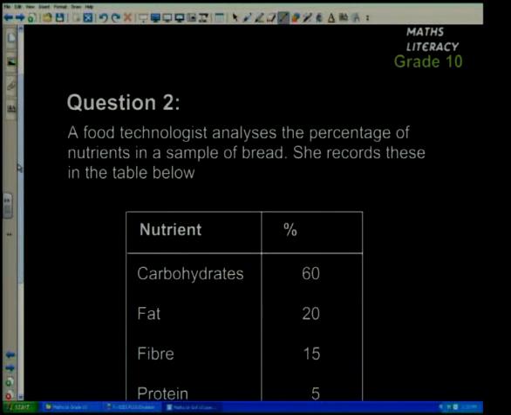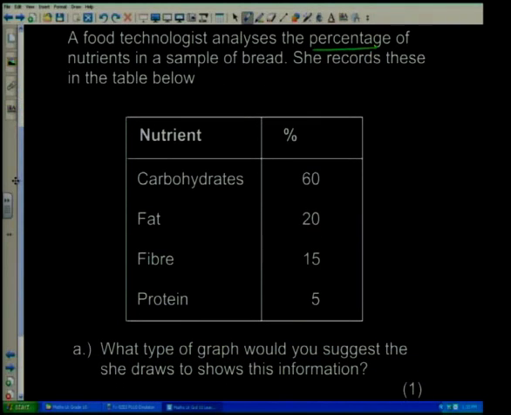Next question says, a food technologist analyzes the percentage. Now, what's important about this is that we're dealing with percentage of nutrients in a sample of bread. She records these in a table below. So in our bread, we've got a table of our nutrients and the percentage in each. So carbohydrates, we've got 60%, fat 20%, fiber 15%, and protein 5%. Now, if I add these all up, they should add up to 100%, which in actual fact they do, because that's my whole loaf of bread, my whole slice of bread, what was she looking at, sample of bread.